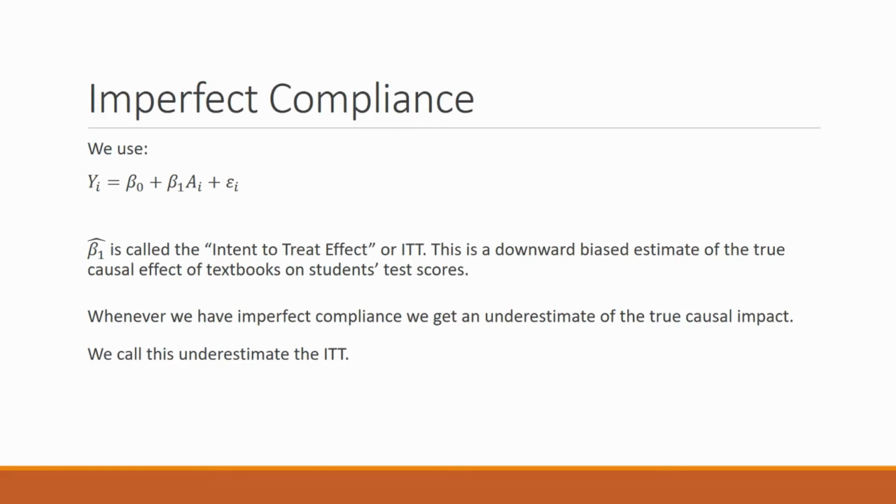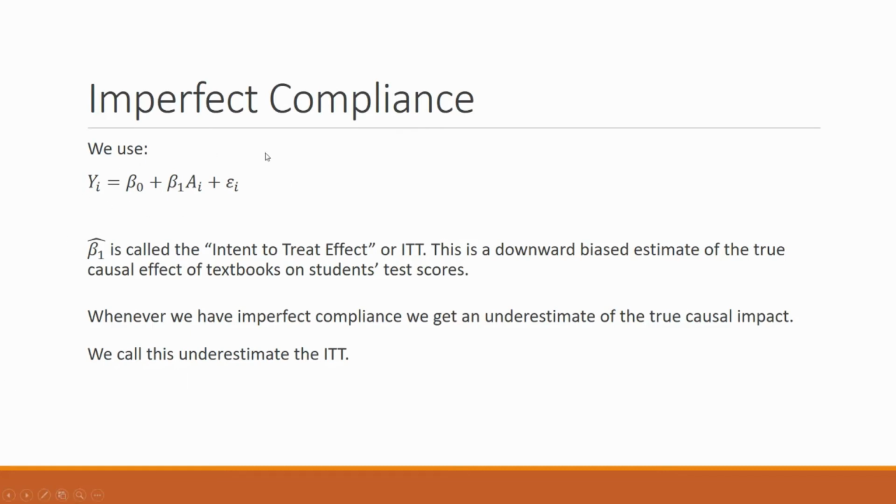So it will be a downward biased estimate of the true causal impact of the treatment on Y. So if we're using our textbook example, it would be a downward biased estimate, an underestimate of the causal effect of textbooks on test scores.